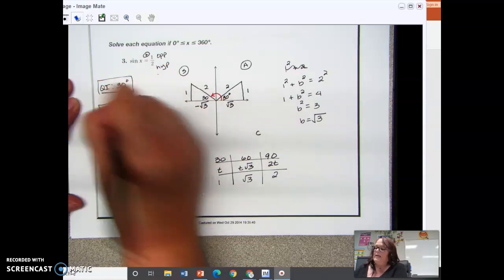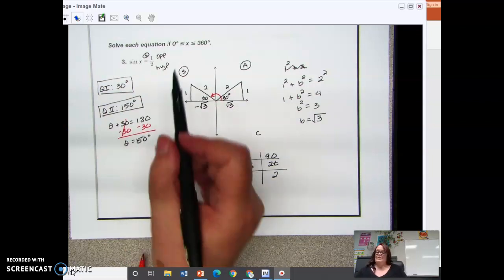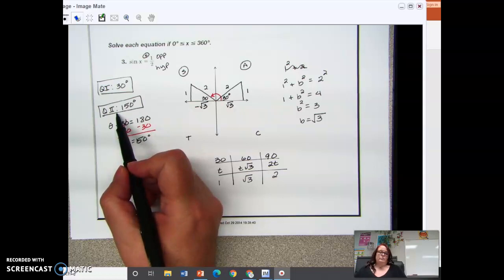Now, I knew I made a mistake right there because 50 is still in quadrant 1, and I knew that my second answer had to be in quadrant 2. So always double check that you're in the correct quadrant.